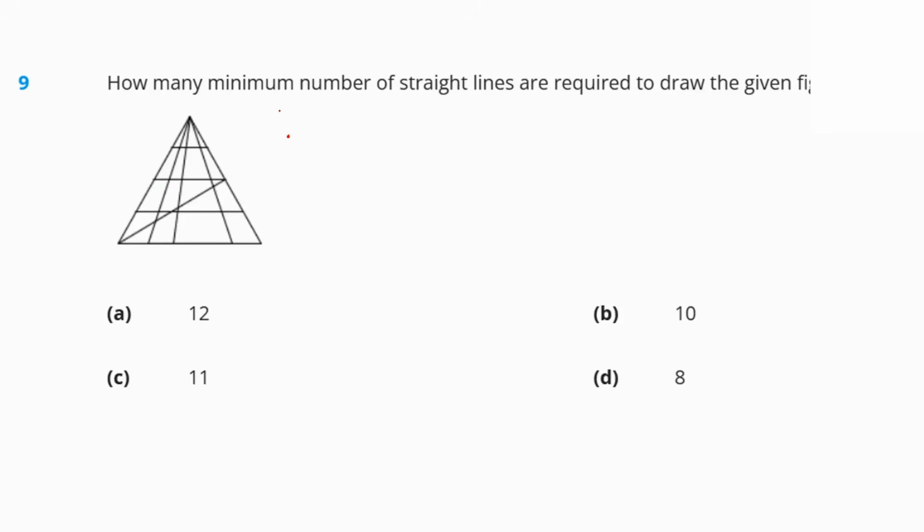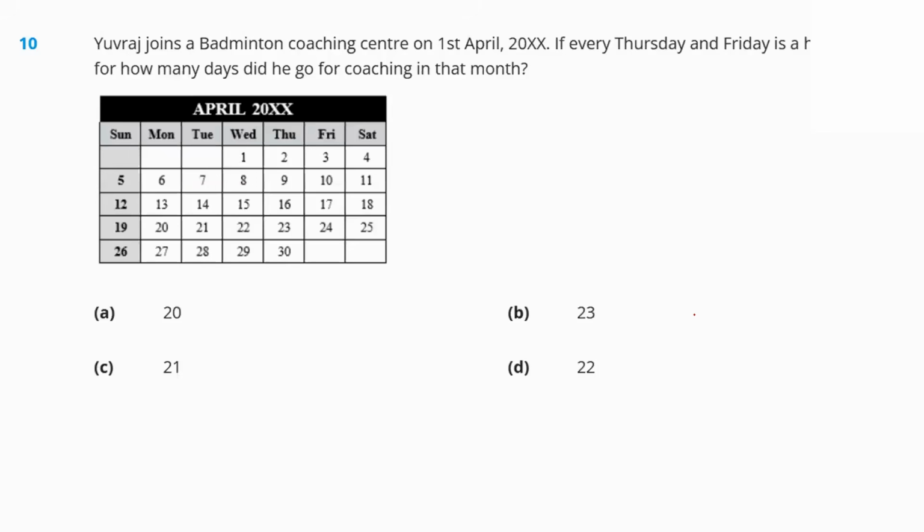Next, question number 9. What is the minimum number of straight lines required to draw the given figure? Okay, you just need to redraw the figure. Just overwrite and you get the minimum number of lines needed. See, 1, 2, and 3 for the boundary. 4, 5, and 6 for the sleeping lines. 7, 8, and 9 for the bisectors or the vertices that are drawn over here. And one is this diagonal, 10. So 10, option B is the answer.